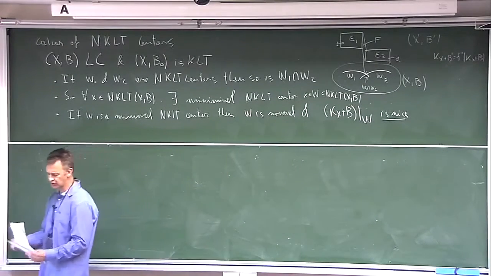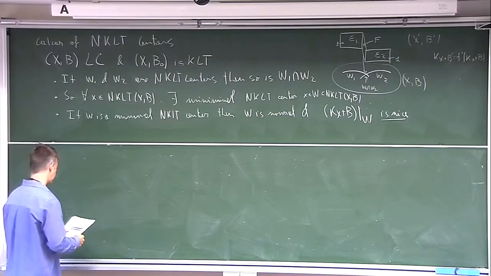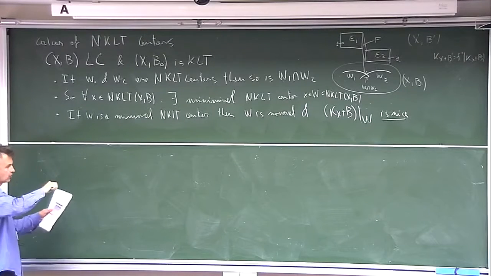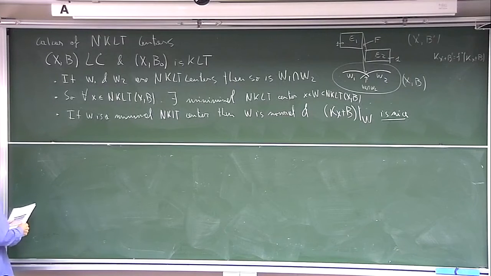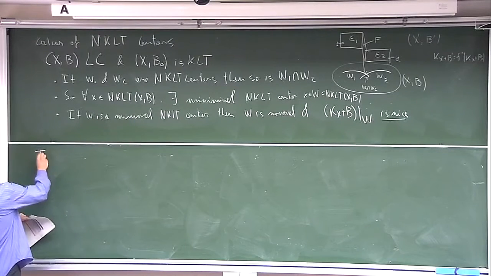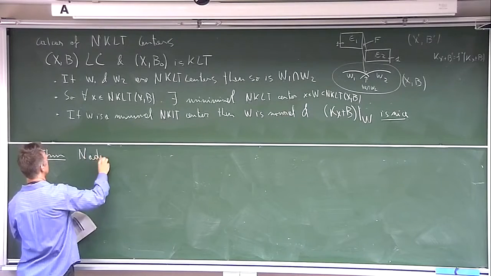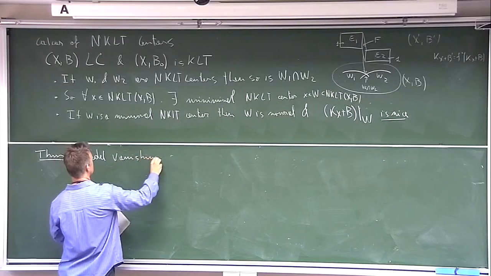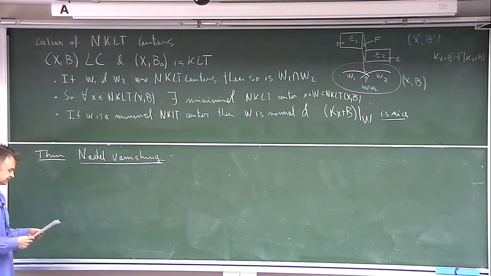You can certainly do everything in the minimal model program without Nadel vanishing, without multiplier ideal sheaves, but then you have to worry a bit more about keeping track of these round downs and round ups and coefficients being exactly equal to 1. Okay, so here's Nadel's vanishing theorem. I guess sometimes people refer to it as Kawamata-Viehweg-Nadel vanishing.